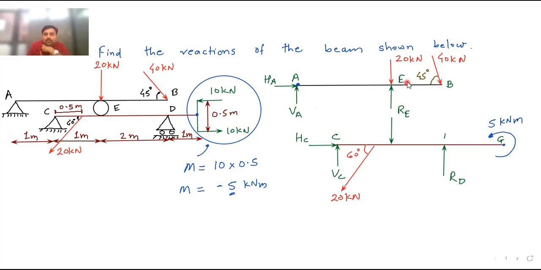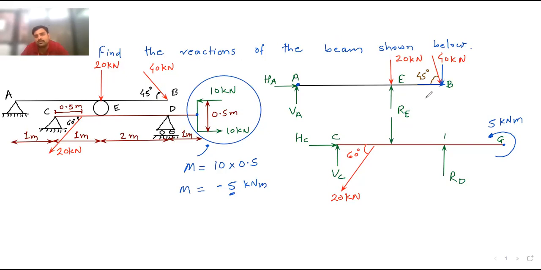HA and VA are 0. Now here you can see there is an inclined force of 40 kilonewton. So we need to resolve that force first. To resolve the force, I will draw one component parallel to the y-axis, another component parallel to the x-axis, in such a way that your main resultant force will come in between these two forces. So now this angle is 45 degree.